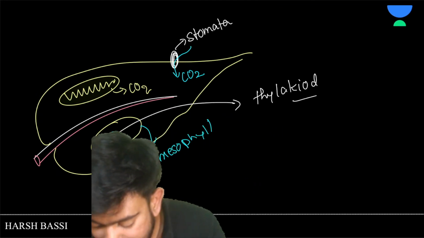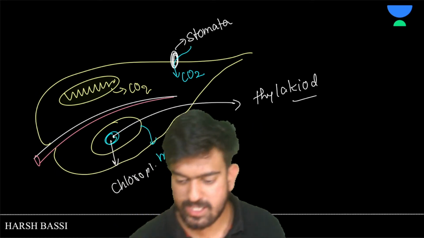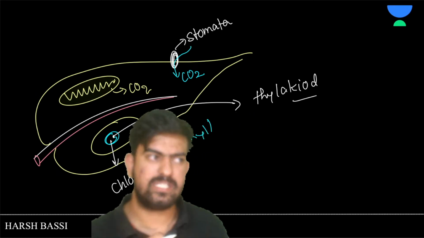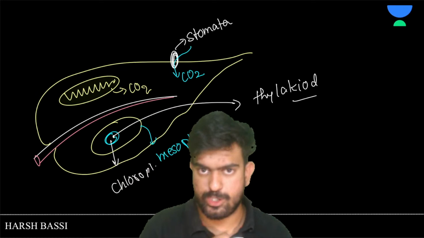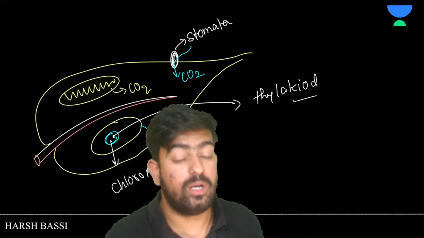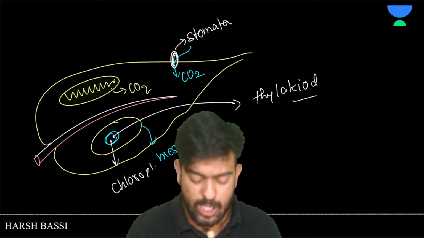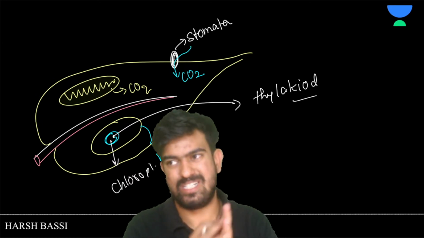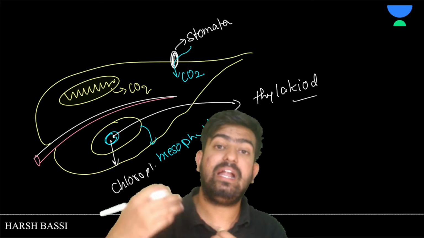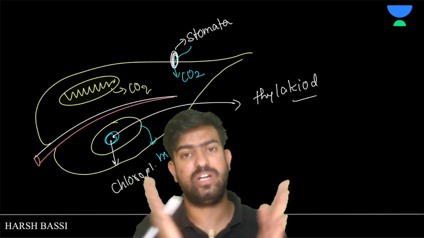But here is a twist. What is the twist, sir? The twist is, see, what happens during the summer season? Temperature will be very high, and if temperature is very high, the stomata gets closed. You know this, temperature will be high, so loss of water, transpiration will be high. So the plant decides to shut down the stomata.